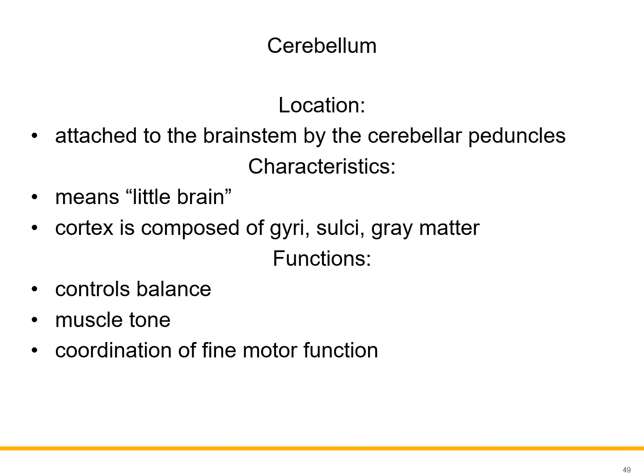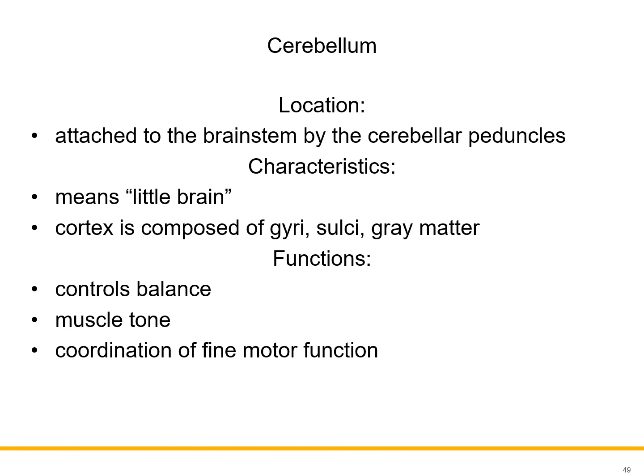Let's now look into the cerebellum. The cerebellum is attached to the brain stem, and the attaching structures are called cerebellar peduncles. The term cerebellum actually means little brain with how the cerebellum is shaped. It has a cortex composed of gyri, sulci, and gray matter. The cerebellum also works to control balance.